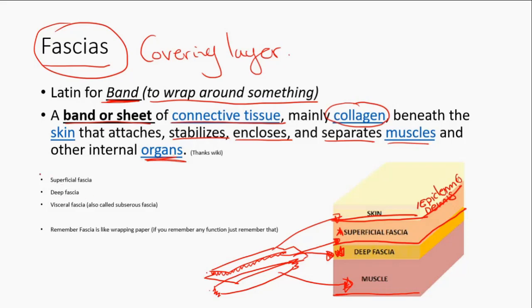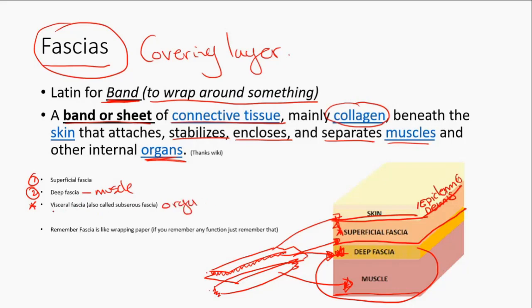Okay, so there's three types of fascia. So there's a superficial fascia, which I said was this one here, and then there's the deep fascia, which is the sheet of connective tissue around the muscle, and then you also have something called visceral fascia. And essentially, visceral fascia is the deep fascia for the organs. So when you think of deep fascia, you think of muscle, and when you think of visceral fascia, you think of organs.